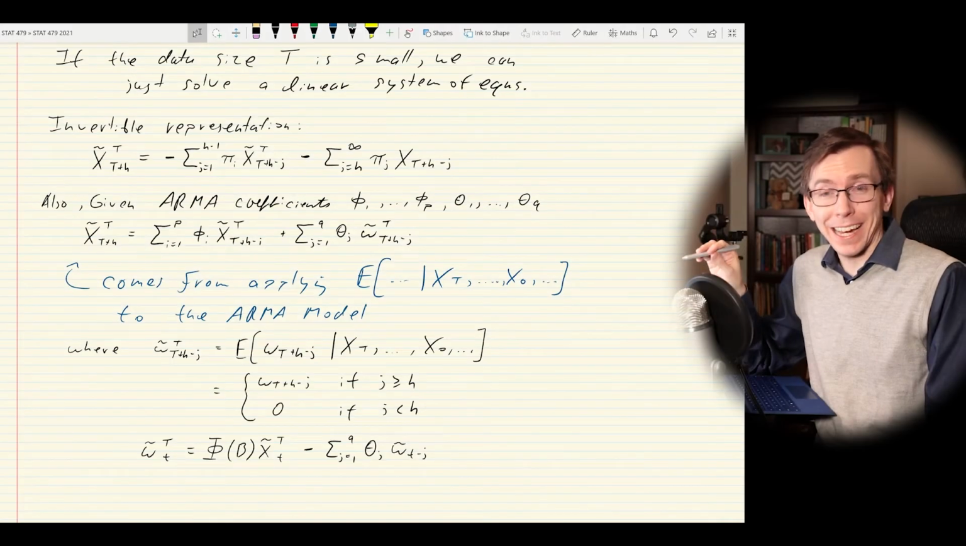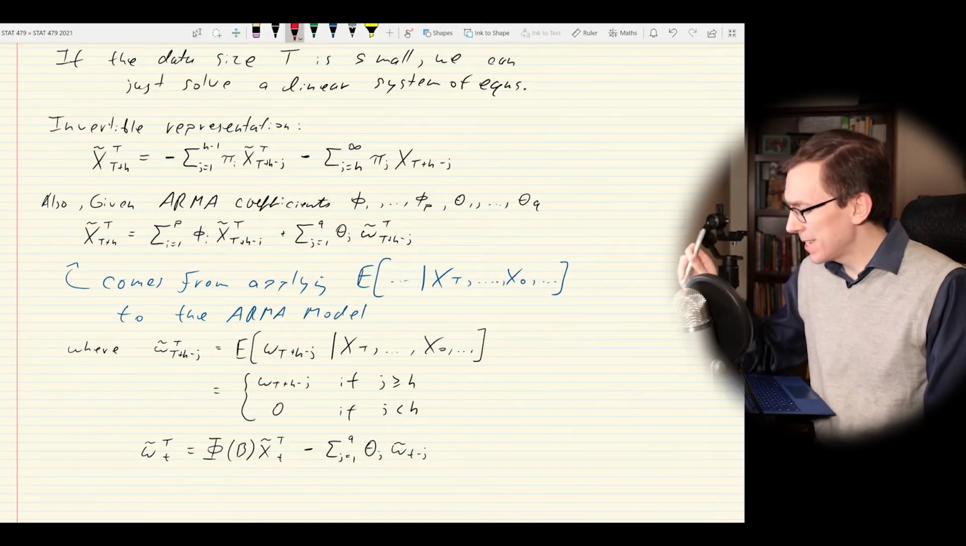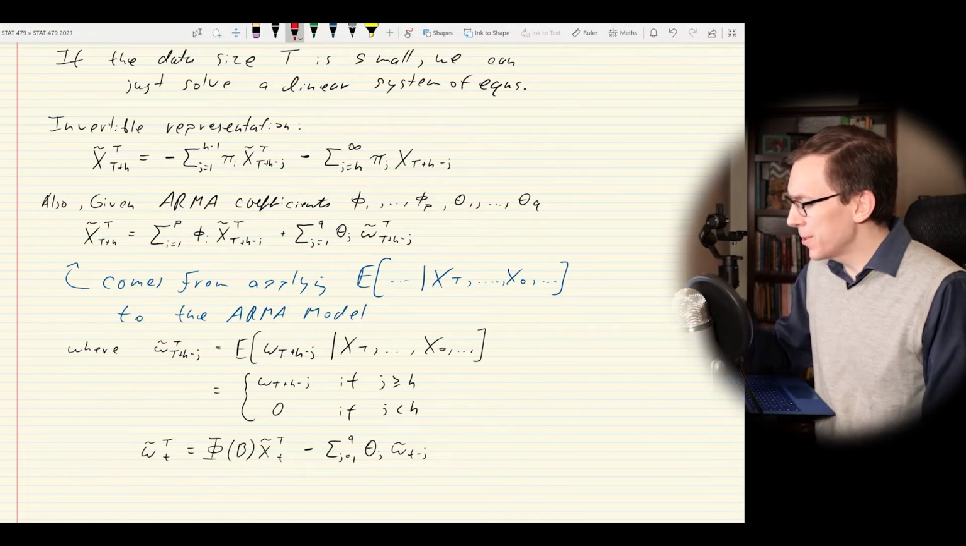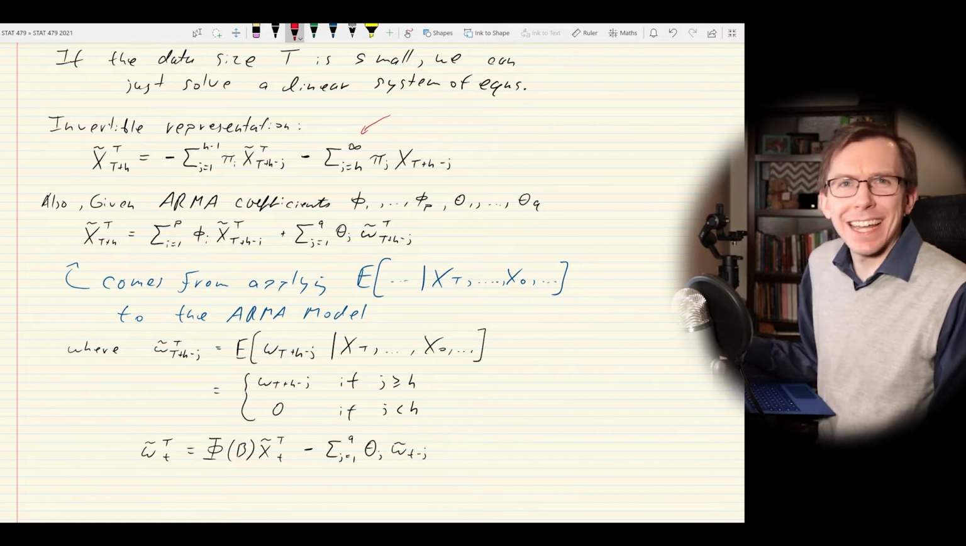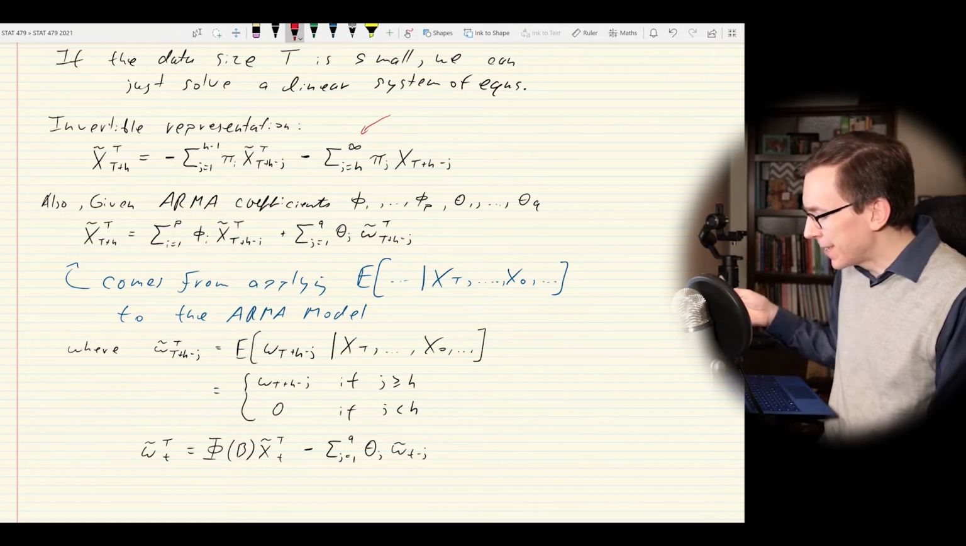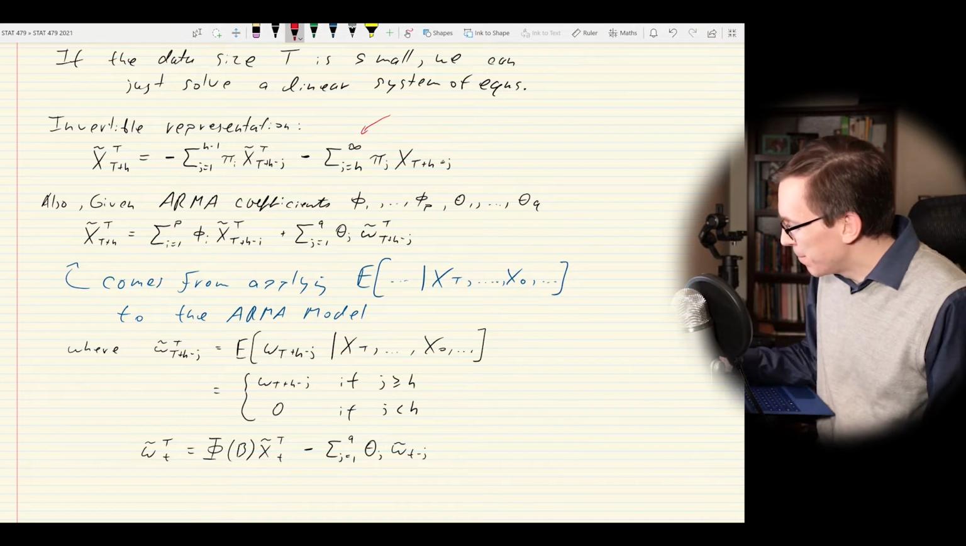All right, and we're back. And I realized I made one slight mistake here. When I introduced the invertible representation, what we were supposed to do is truncate it. And I didn't actually truncate it. I just wrote out the infinite sum going into the infinite past. But the idea here is that I can truncate this and basically replace the infinity with a capital T plus h.